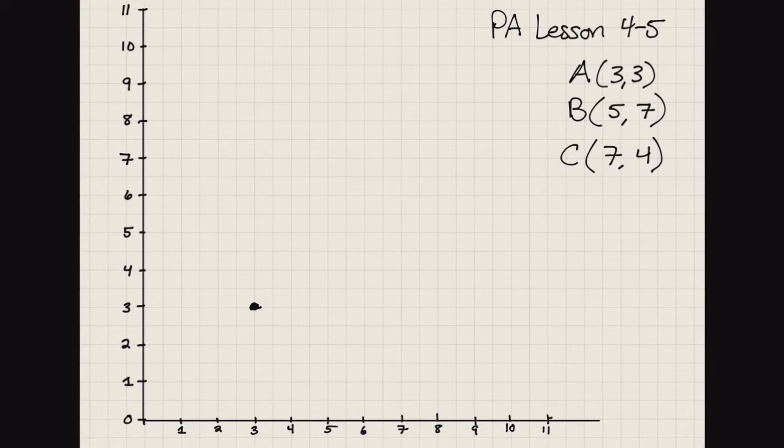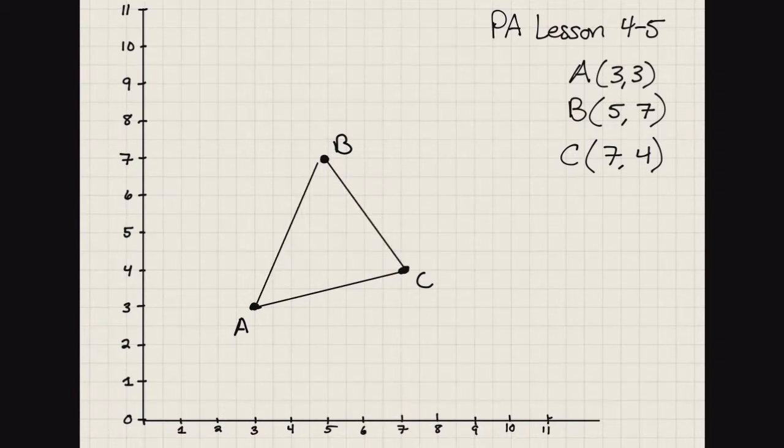So, okay, here's point A, 3, 3. Point B is going to be at 5, 7, so I'm going to go over 5. I'm going to go up 7. Okay, I'm going to put a point there. It's point B. Point C is 7, 4. So I'm going to start here at 7, and I'm going to go up 4 to there. Put a point. That's point C. And then I'm going to connect them.